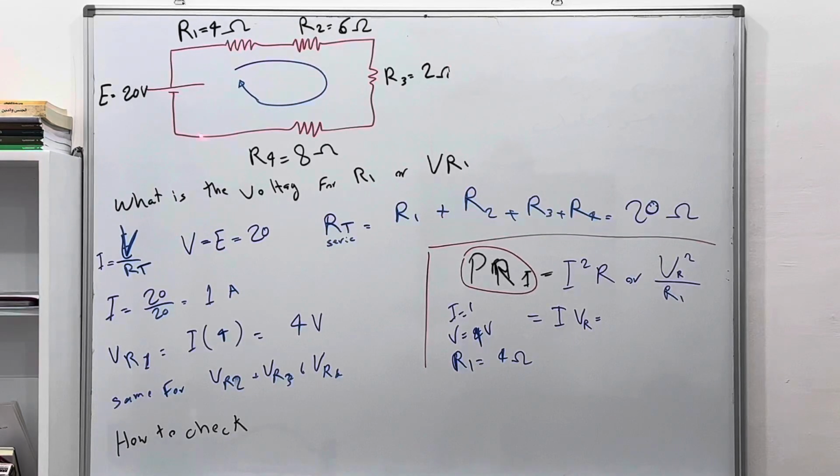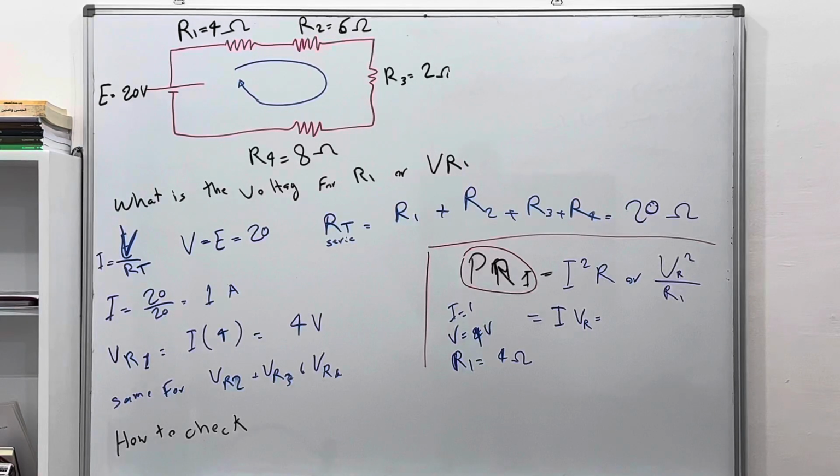Now, what's the typical question? Most teachers will ask about VR or R or E, and they will try to avoid asking for the common current, because it's going through all these resistances. They want you to use the feature that all of them have one common current. So let's see a typical question: what is the voltage for R1, or what is VR1?